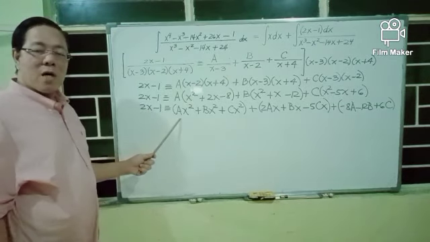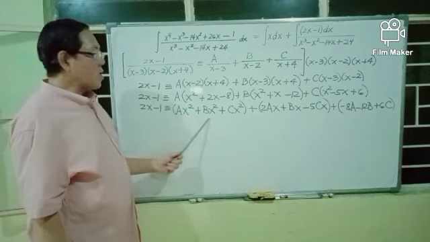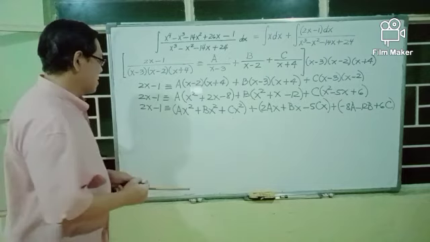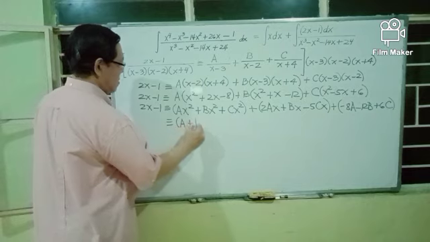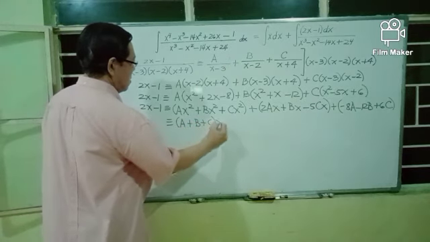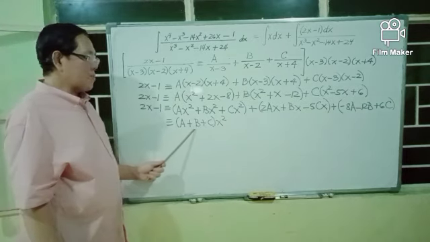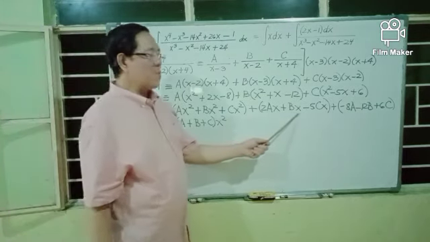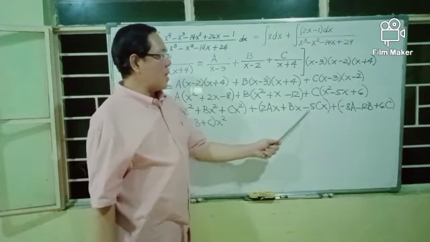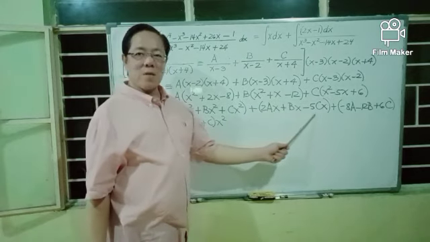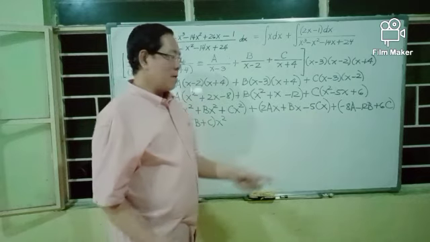And we factor the common factor in each group at the right hand side. For this group, the common factor is x squared. And the other factor is a plus b plus c. In the second group of like terms, the common factor is x. So factor out x from each of these three terms, and you will get 2a plus b minus 5c.